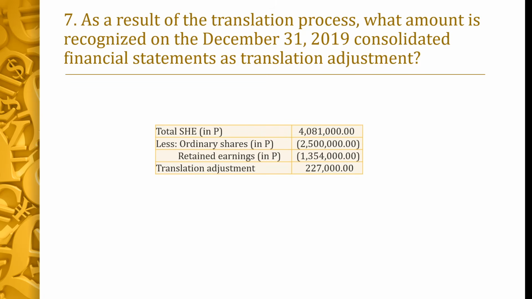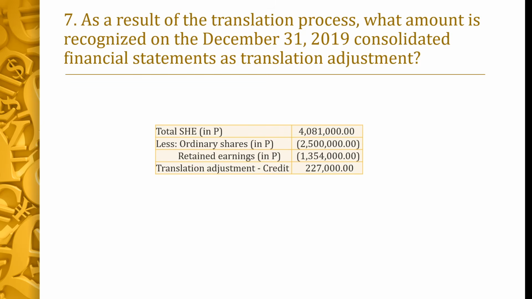But may hahabol pa. Anong klaseng translation adjustment yan? Is it a gain or a loss? Since ang amount na ito ay positive, it is regarded as a gain. Kaya siya gain kasi positive siya. Okay? Pag positive, nasa credit side siya. So, this translation adjustment is a credit balance of 227,000.